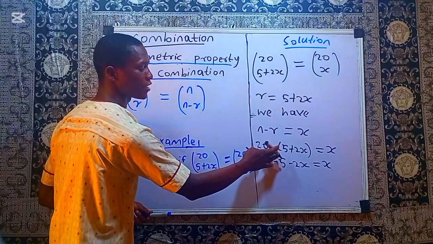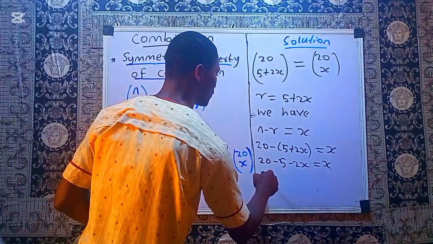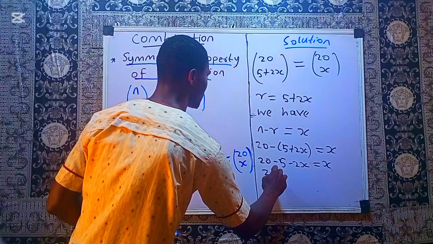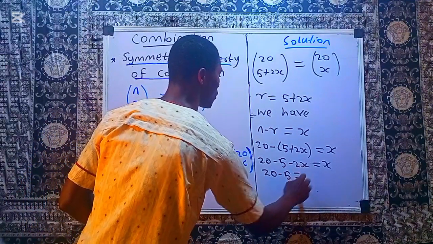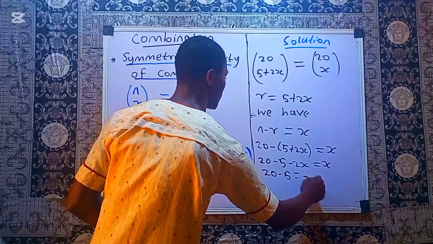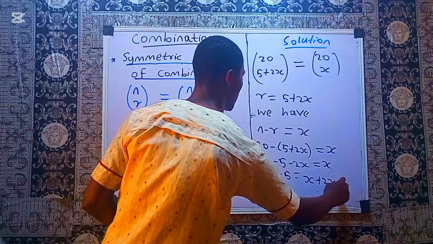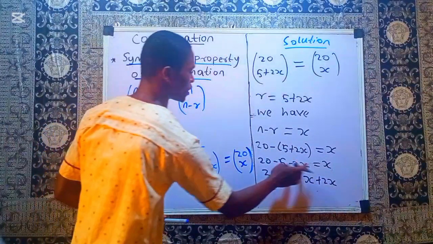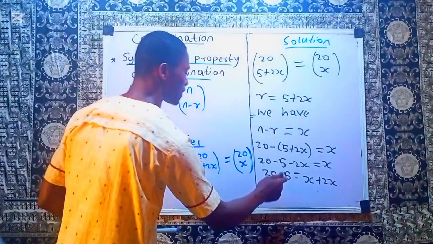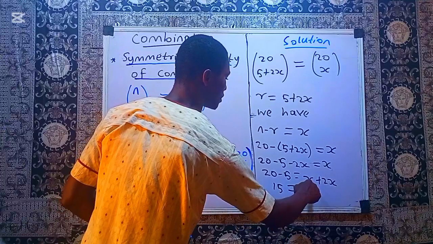So if you open the bracket, I have 20 minus 5 minus 2x is equal to x. I use this minus to multiply the contents of the bracket. So that what I will have, 20 minus 5 will give me what? So let me just write that 20 minus 5 is equal to, I will collect letter x to the right. So I have x here. Minus 2x will move to the right, change to plus 2x. So I move this minus 2x this side. So what I have left here is 20 minus 5. 20 minus 5 is 15. 15 is equal to x.